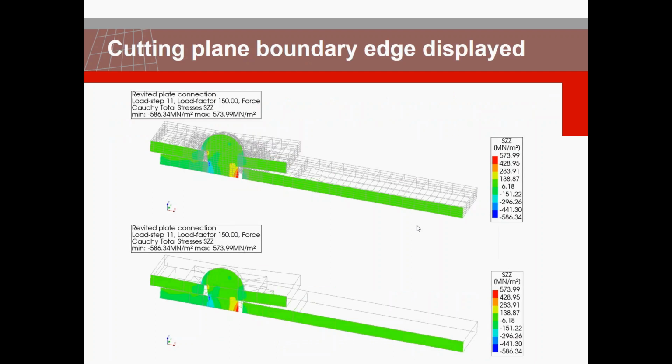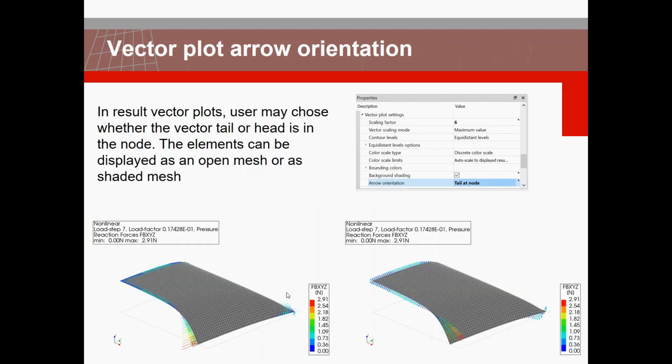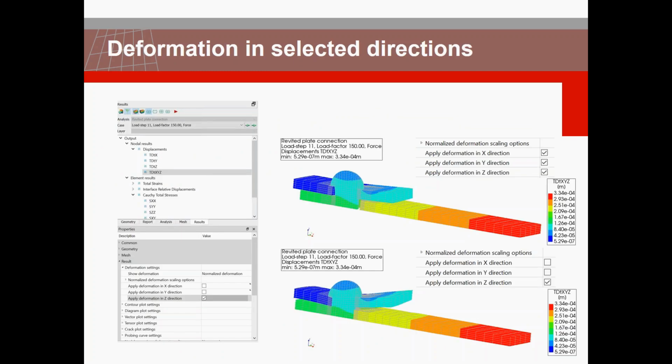There is a boundary edge display. So if you have a cutting plane, when you cut your model, you can easily see the distinct edge for your plane of cutting. For vector plot arrow, now these arrows can be controlled, or the vector tail or head can be controlled to be allocated at the point or at the nodal position with respect to the elements. So it should be tail or head of these vectors. And also there is a normalized and relative displacement that can be identified, and the deformed shape can be shown in the model separately.